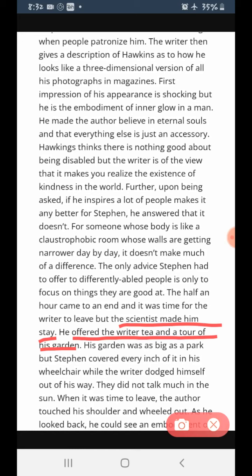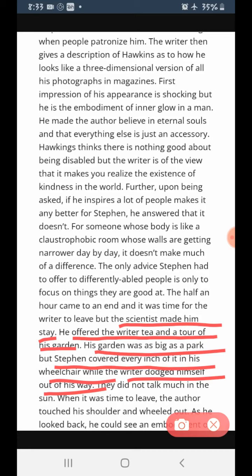He said, "Chalo, come on, let's come with me, let's have a walk of the garden." His garden was as big as a park, but Stephen covered every inch of it in his wheelchair while the writer dodged himself out of his way. Okay. So, here the garden of Stephen Hawking was as big as a park. That means it was his garden, but for common people it can be a park. That means his garden was really very, very big.